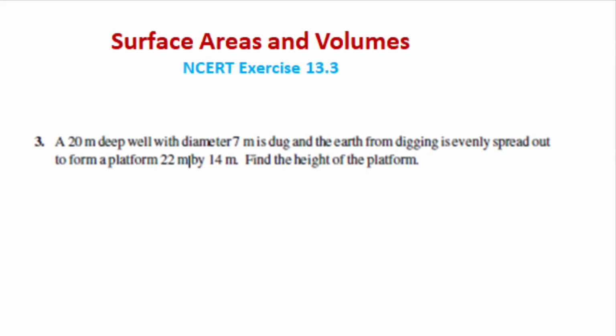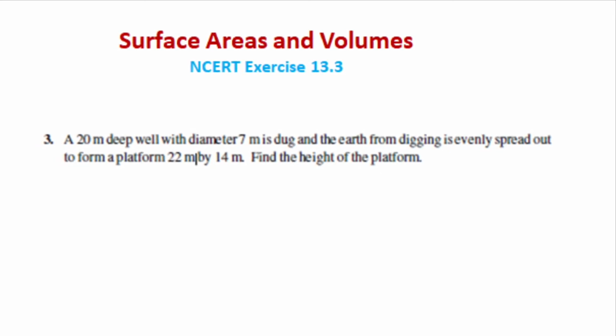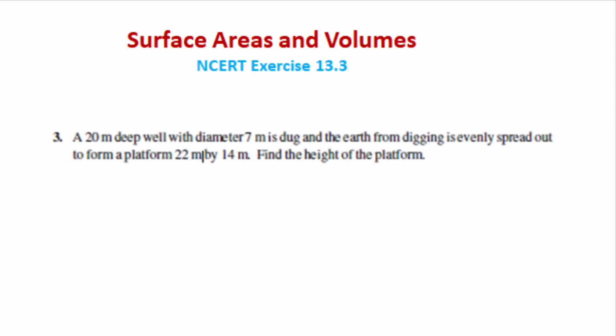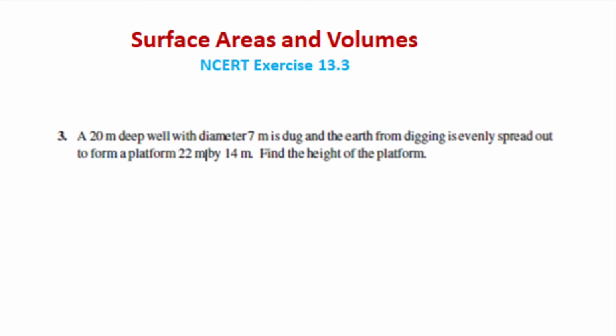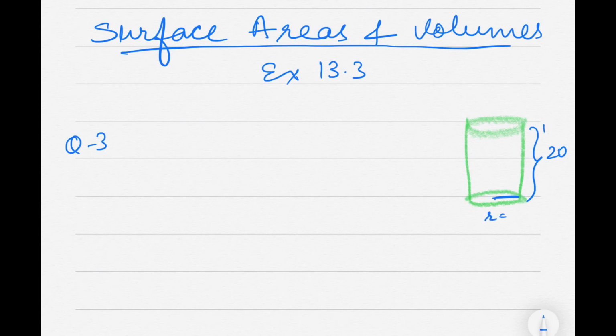Question number 3 says a 20-meter deep well with diameter 7 meter is dug, and the earth from digging is evenly spread out to form a platform. Find the height of the platform. Well means we know that it will be like a cylinder. Wells are like cylinders, and 20-meter deep means the height of the cylinder is equal to 20, and diameter is 7. So my radius will be equal to 7 by 2 meter.